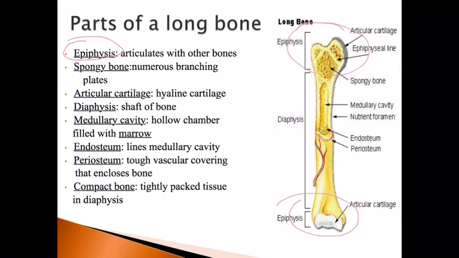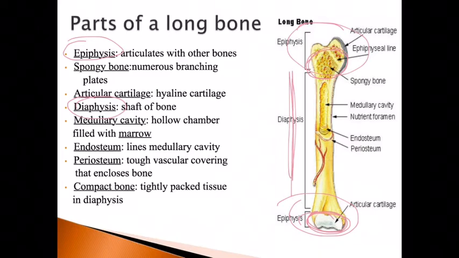Spongy bone is numerous branching plates. So if you look in here, it almost looks like a sponge itself. The articular cartilage we find on the ends of bones here. This is a lot of times what wears away in people who have arthritis and causes problems, but it's the cartilage that acts like a shock absorber at the end of the bone. Then we have the diaphysis. The diaphysis is what we refer to as the shaft of the bone. It's the longer, skinnier part.